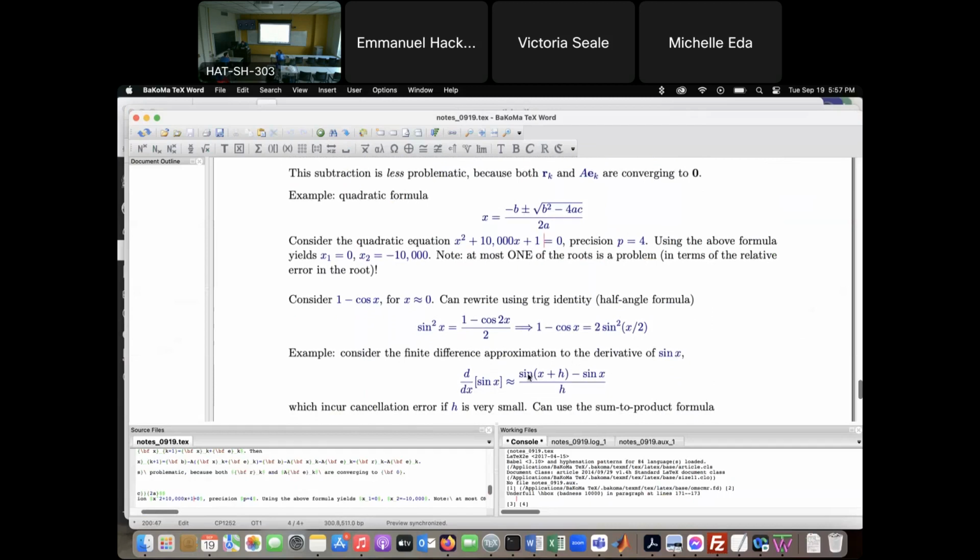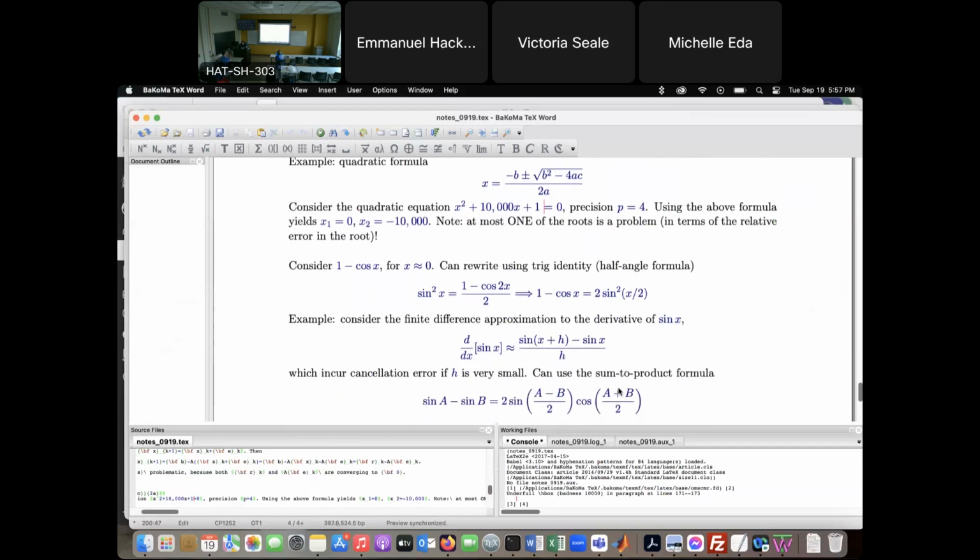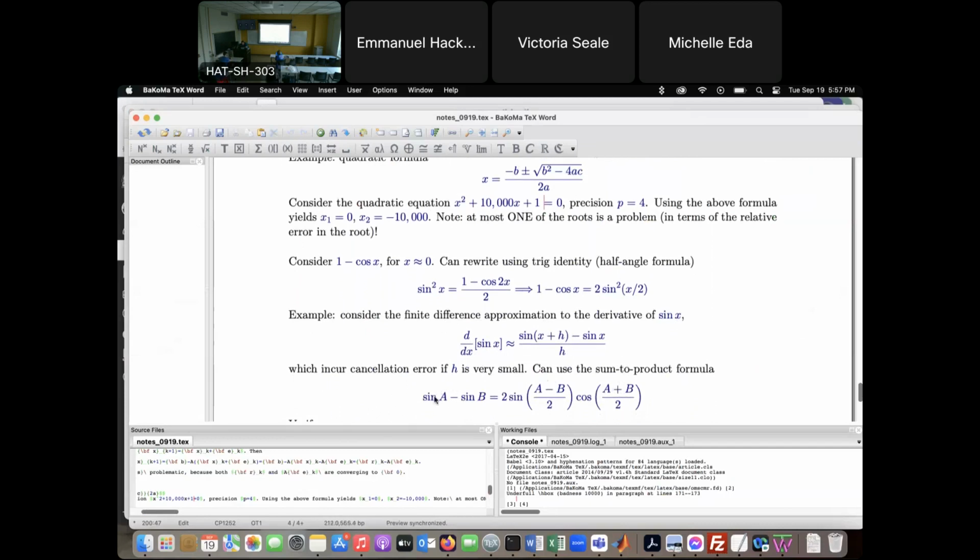Here's another. We have a derivative of sine approximated by a finite difference: sine of x plus h minus sine x, over h. When h is very small, we have essentially sine x minus sine x. We have cancellation in that case. So you can use this trig identity: sine A minus sine B is equal to this product of a sine and cosine.